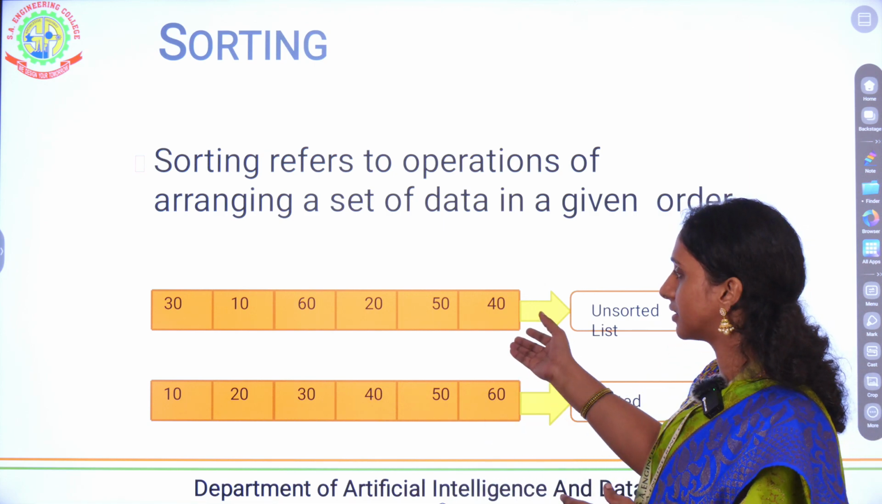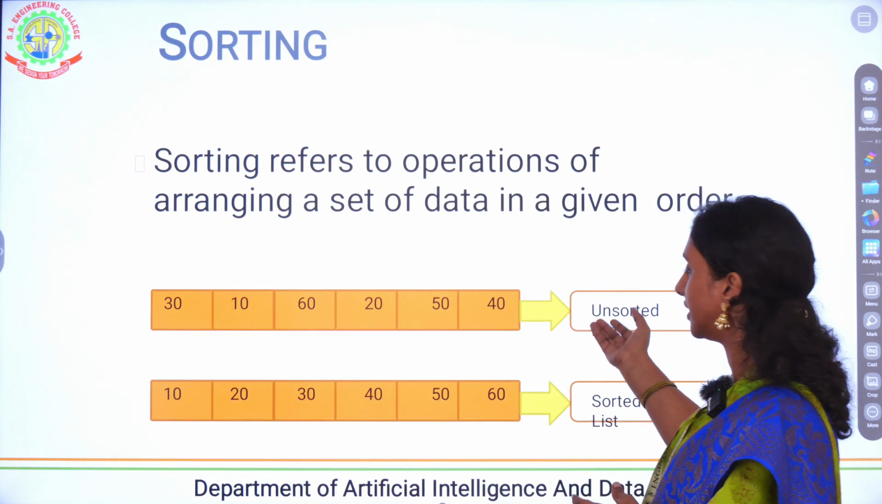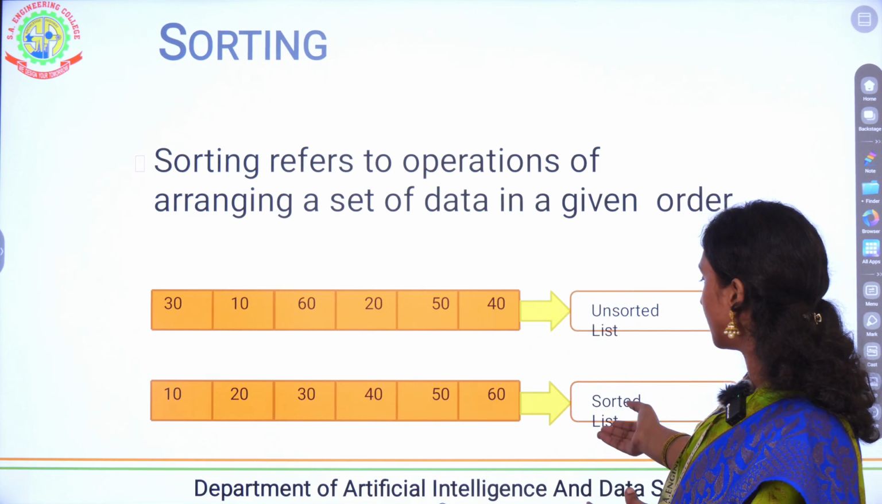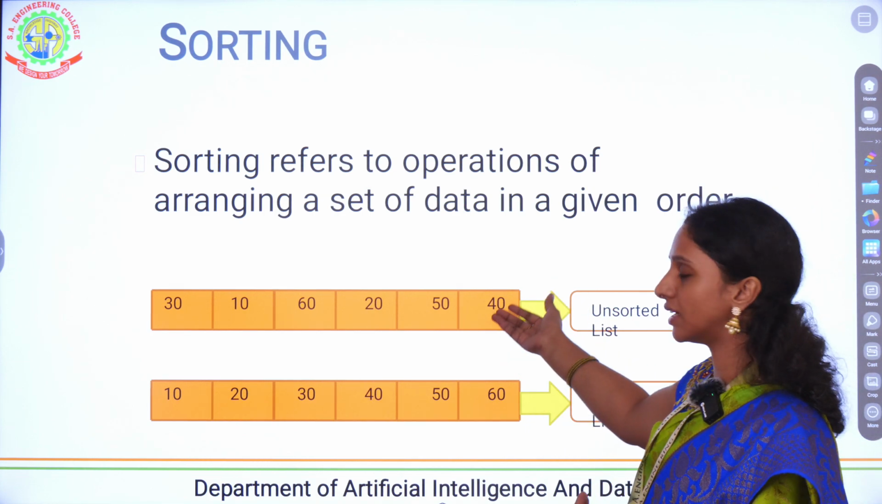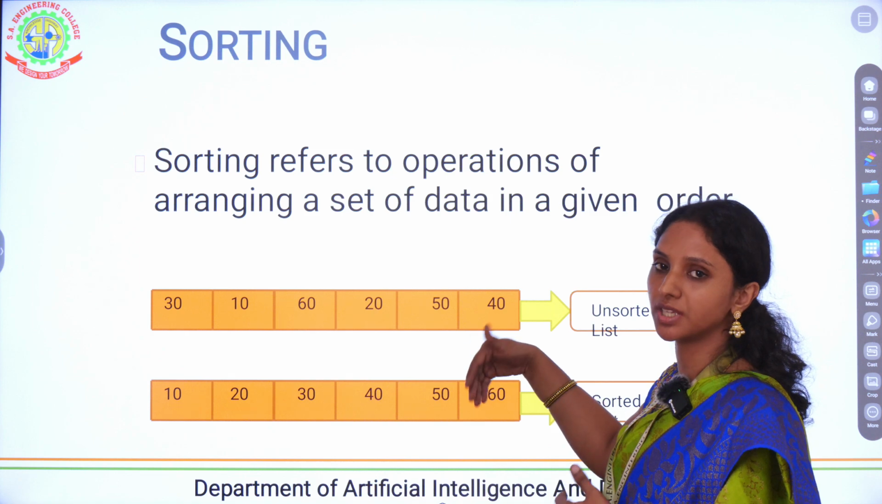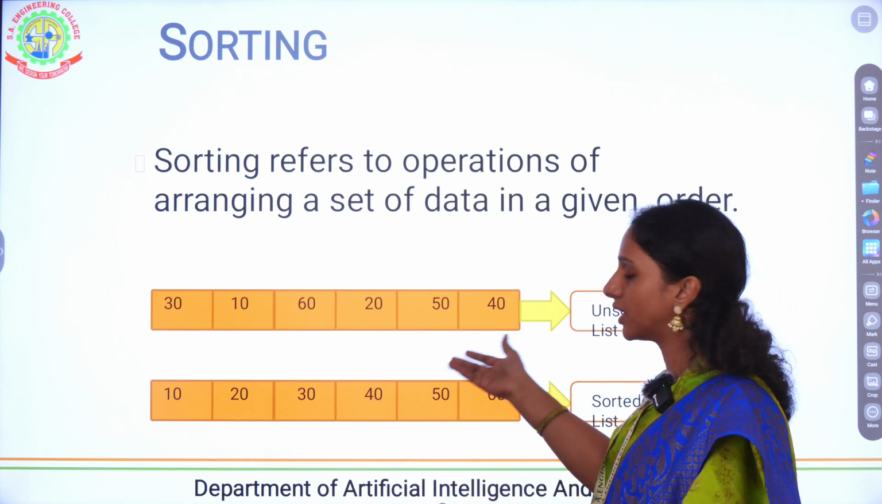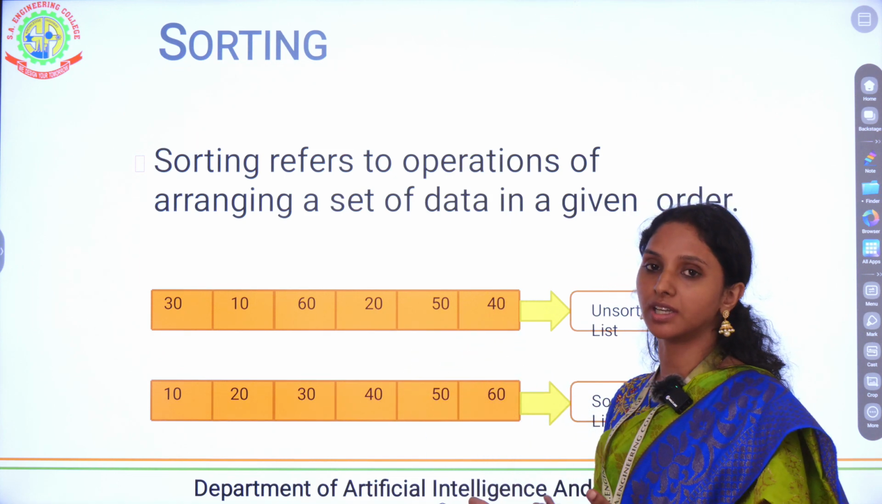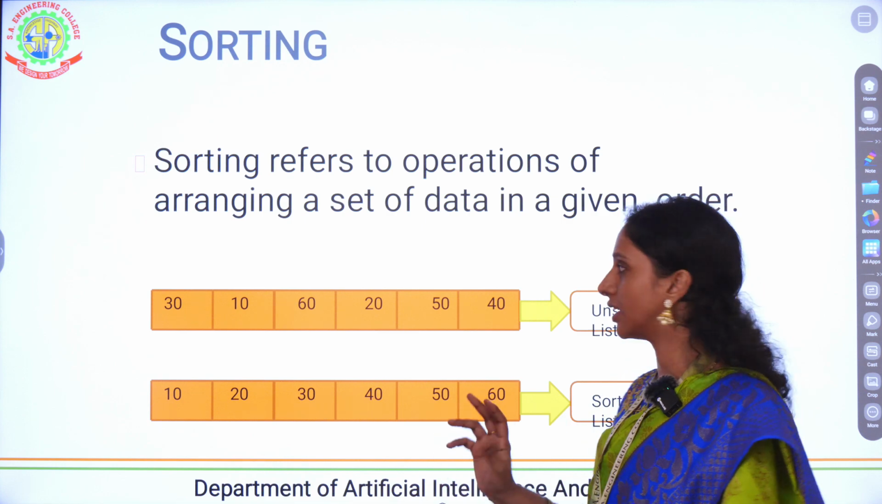From the screen you can see there is an unsorted list as well as the sorted list. Once the list is sorted by using any sorting technique, it will convert into a sorted list, either in ascending or descending order.